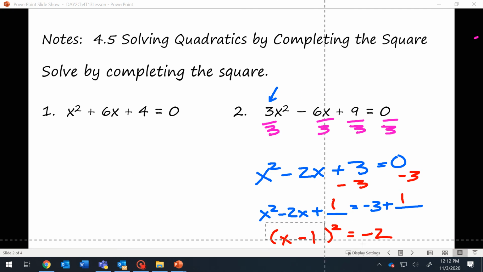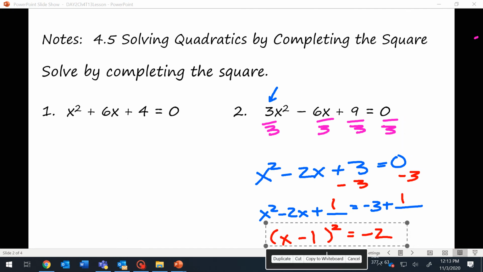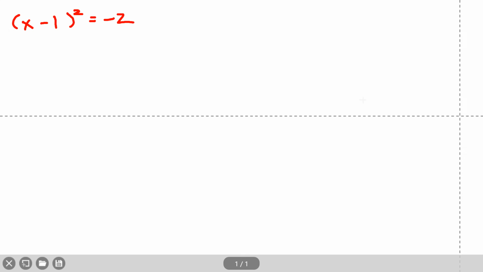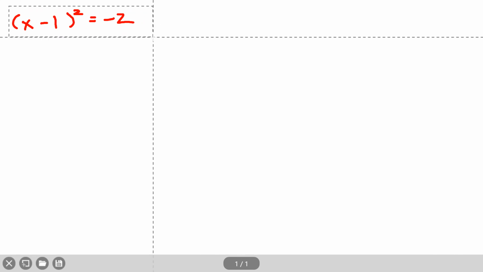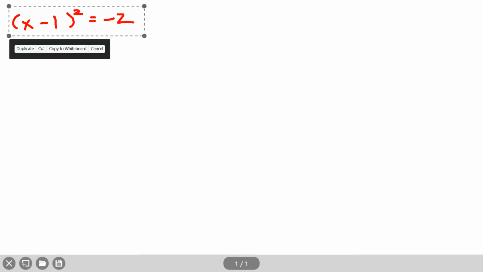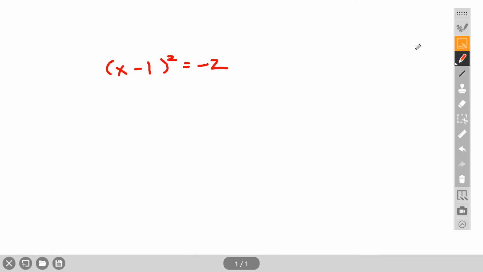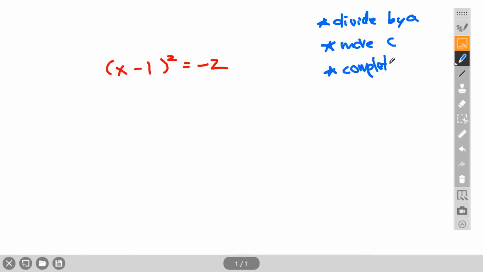Alright, this is what I want, because I can solve this. So let's recap those steps again. The first step was divide by a. The second step was move the c. The third step was complete the square.